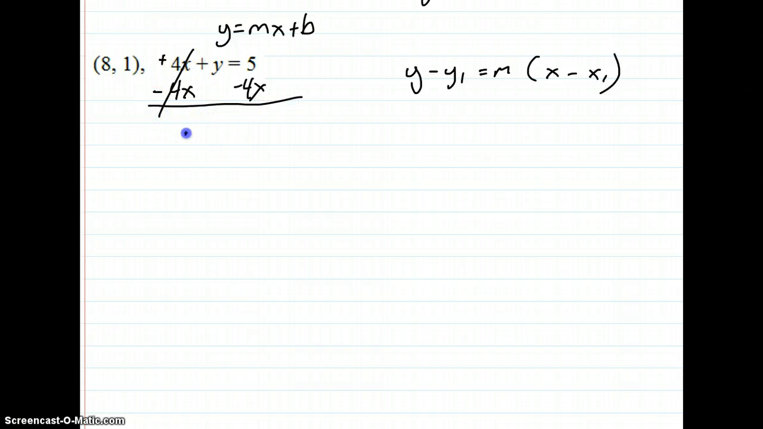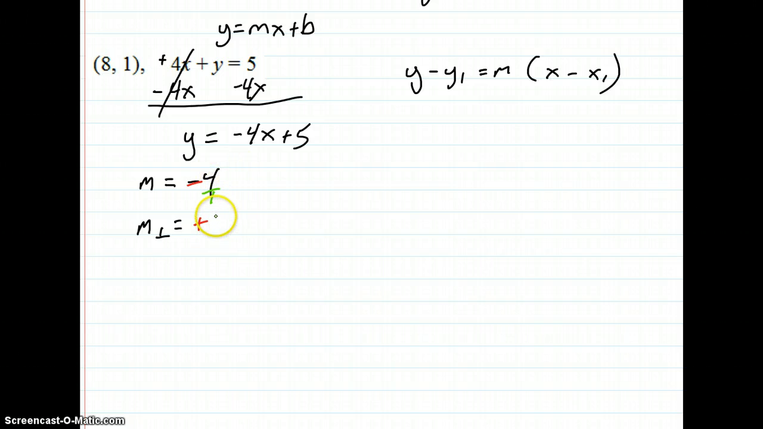So this goes away, and so now I get y equals negative 4x plus 5. So the slope of this line is m equals negative 4, and so the slope of my perpendicular line, since this is a negative, we start with the opposite. The opposite of a negative is a positive, and now we do the reciprocal. So when it's just a whole number, put it over 1, and then flip it. So this becomes positive 1/4. So that's going to be the slope we're going to use. And we're going to take that and we're going to put it here.